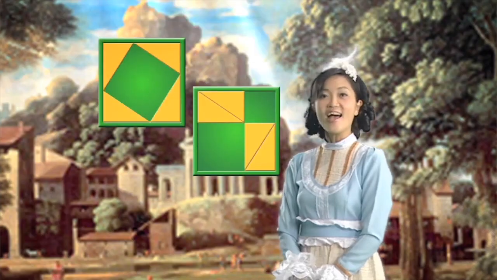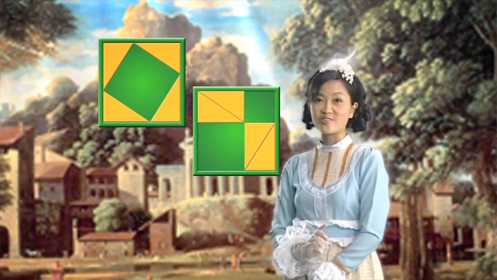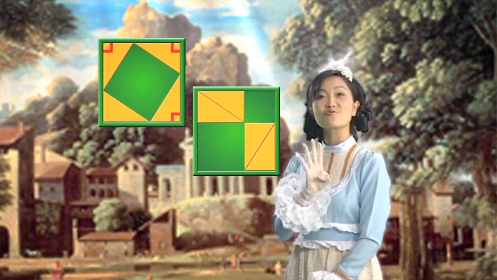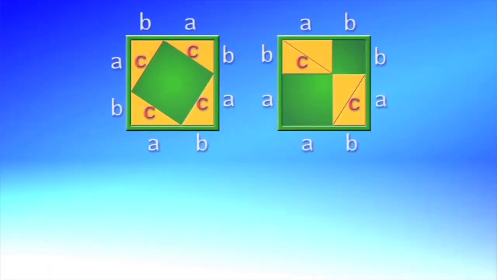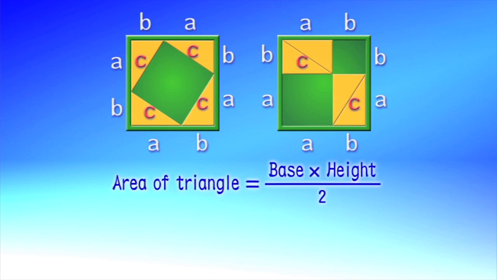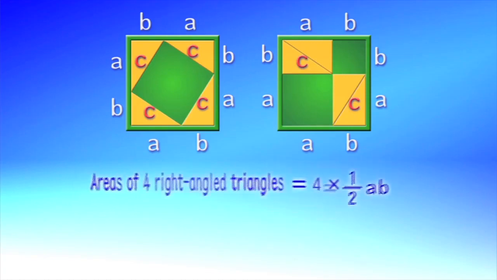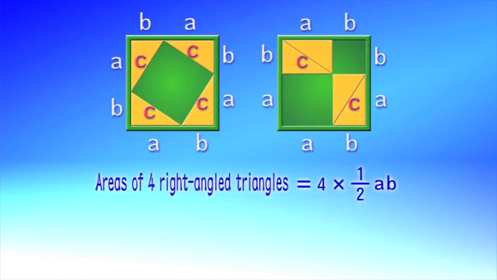Well, I'll give you some hints. The areas of these 2 frames are equal. Think about it. Check out the yellow portion of the 2 figures. Each figure has 4 same-sized right-angled triangles. The area of a triangle equals the base times the height, and then divided by 2, which equals AB divided by 2. That means the areas of the triangles of each figure equal 4 times AB divided by 2.